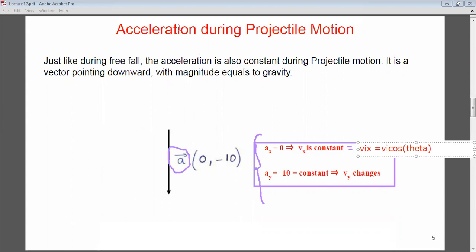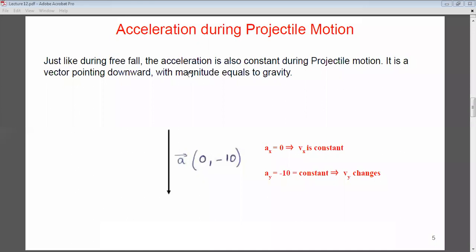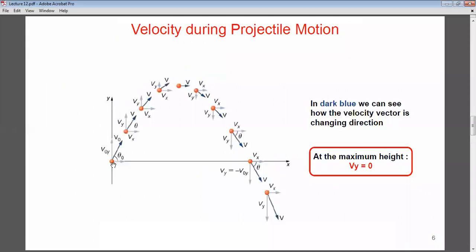Let's have a look. How do they change? This is how the V vector is changing along the motion, okay? It's a V vector, it's in dark blue.